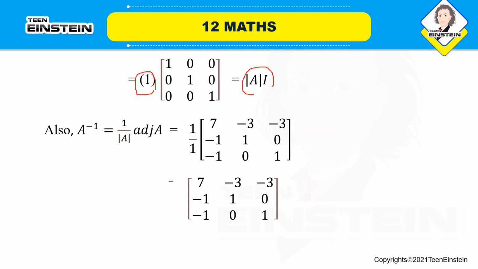What is the formula for A inverse? A inverse is 1 by determinant A into adjoint A. So substitute everything. Already we have found adjoint A and determinant A. Determinant A value is 1. This is adjoint A matrix. So 1 by 1 into this. If you multiply the matrix with the element 1, you will be getting the same matrix only, right? So 7, -3, -3, -1, 1, 0, -1, 0, 1. So this is your A inverse, right?